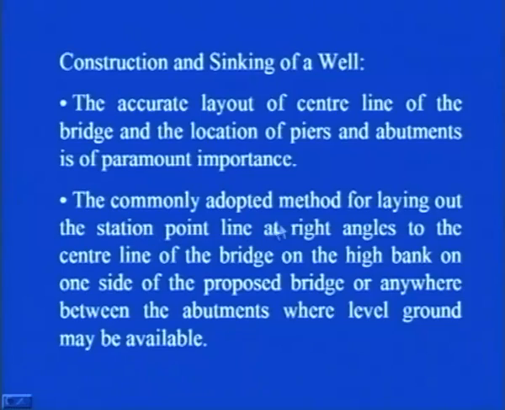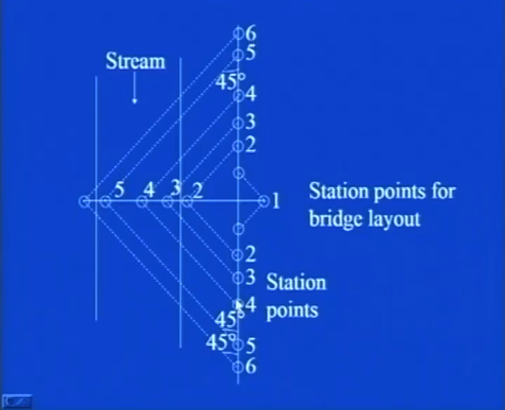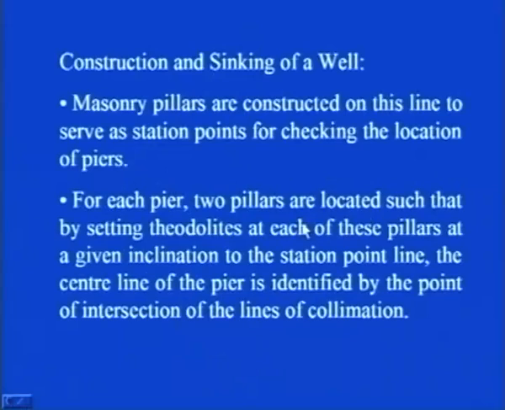Now, the commonly adopted method for laying out is the station point line at right angles to the center line of the bridge, on the high bank on one side of the proposed bridge or anywhere between the abutments where level ground may be available. In this particular method, masonry pillars are constructed on this line to serve as station points for checking the location of piers. You can see here in this particular figure that these are the station points, that is 1, 2, 3, 4, 5, and these are the various station points for bridge layout.